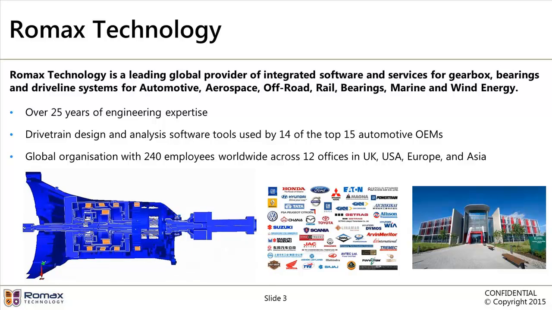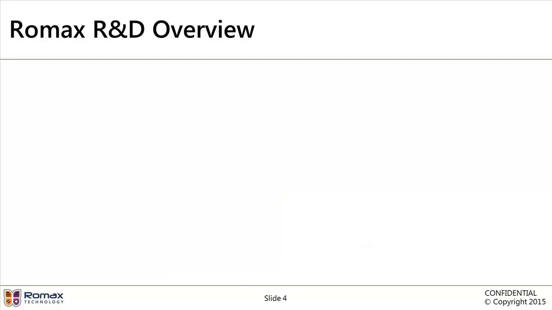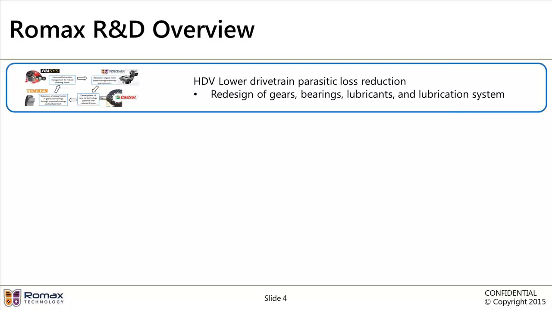So next I'll just tell you a little bit about the R&D work we do here at Romax. It's a very important part of what we do. We invest more than 10% of turnover in R&D every year. So this is just a brief overview of the current and recent projects. This one is about improving the efficiency of a heavy-duty truck axle, funded by the Energy Technologies Institute.